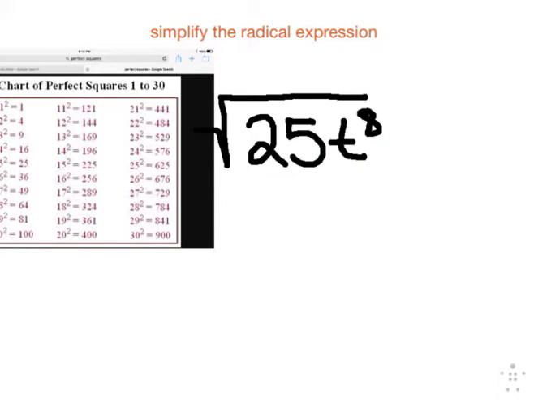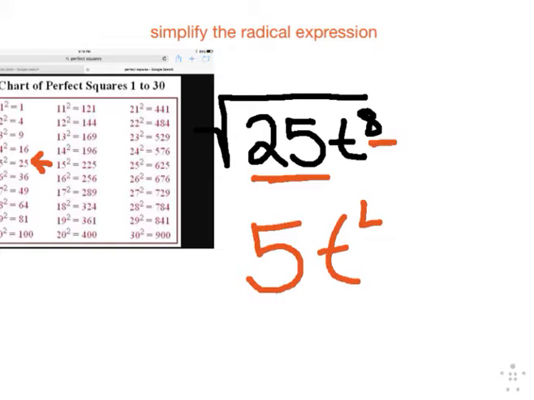Let's go ahead and do an example where we have both the letters and the numbers. So first we want to find the perfect square of our number. We see that we have 25 underneath the radical. If we look at our square root sheet, we see that that is already a perfect square. So the square root of 25 is 5, so we're going to bring 5 to the outside. And then we have t to the 8th. We know 8 is already an even number, so we're just going to take half of that, and that'll give us t to the 4th.